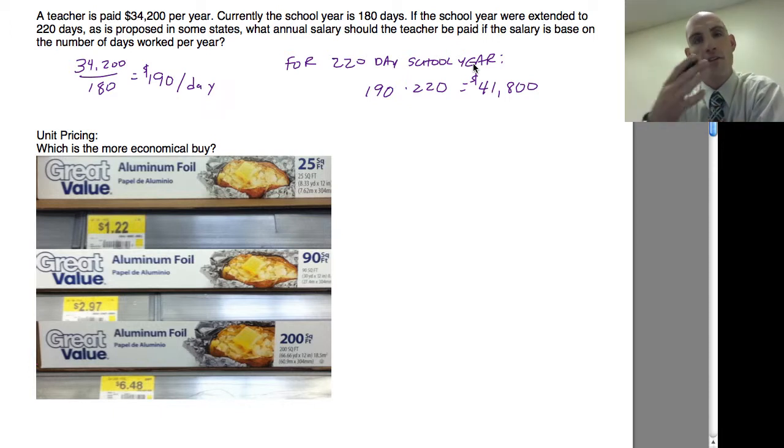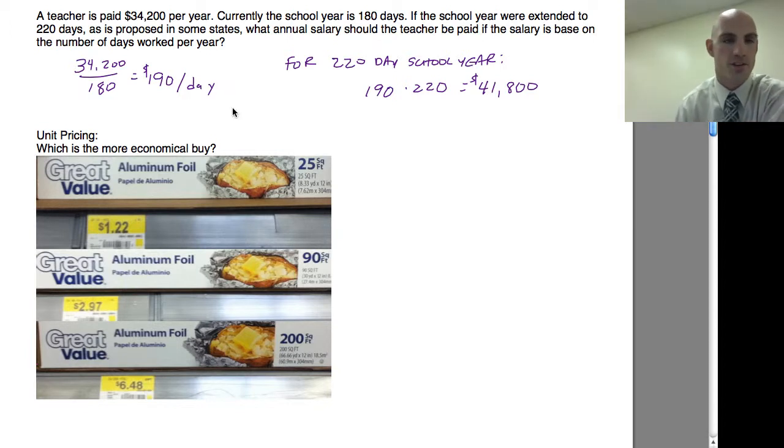A very common example that I often use in my everyday life is finding economical buys, like at the grocery store. Here I have three different prices for foil. The first is 200 square feet for $6.48, 90 square feet for $2.97, and 25 square feet for $1.22. To find the more economical buy, I can either say how much is it per foot or how many feet do I get per dollar. I'm going to do how much is it per foot.